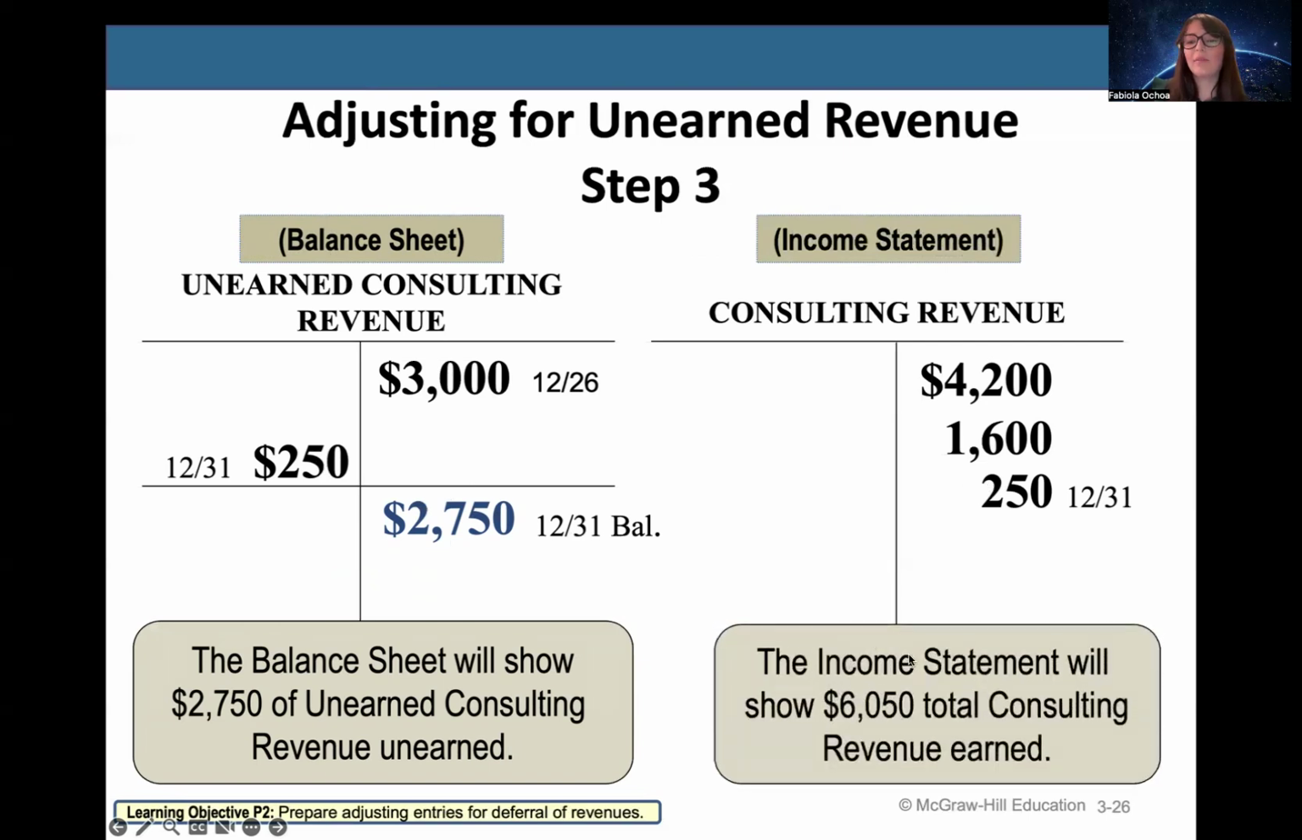Okay, so the income statement will show $6,050 of consulting revenue earned. As you can see here, we included the $250. Revenue has a normal credit balance, so $250 makes your revenue go up on your income statement.